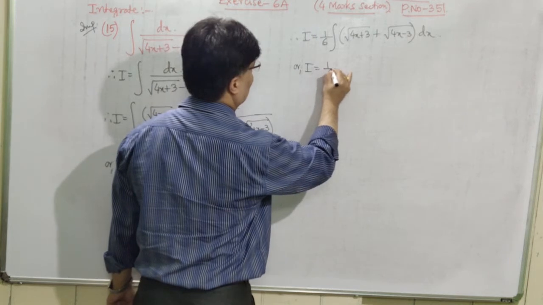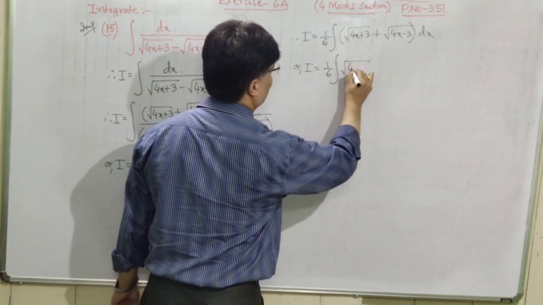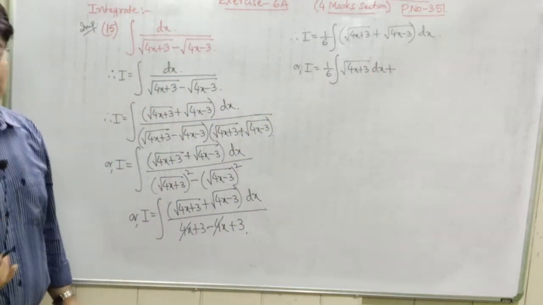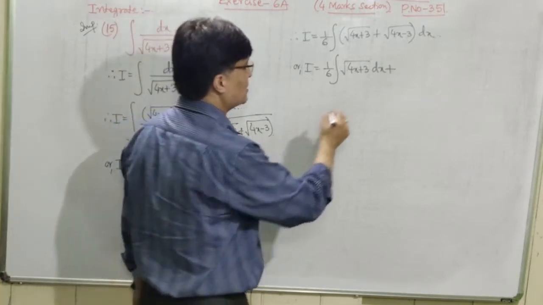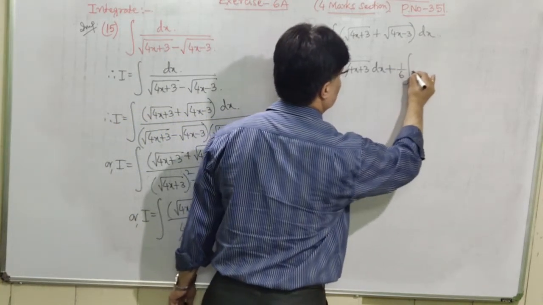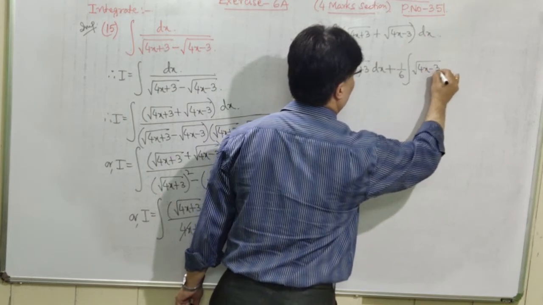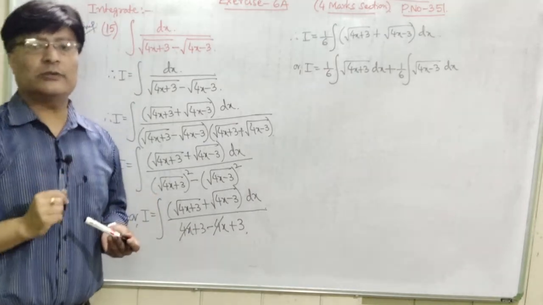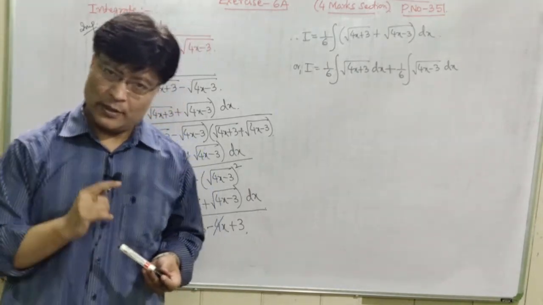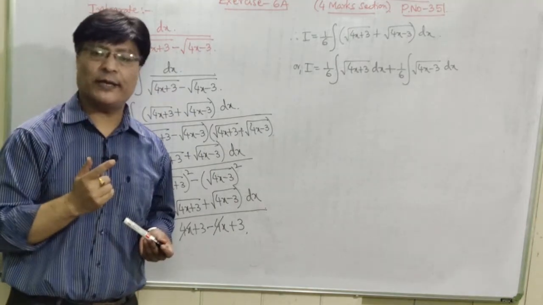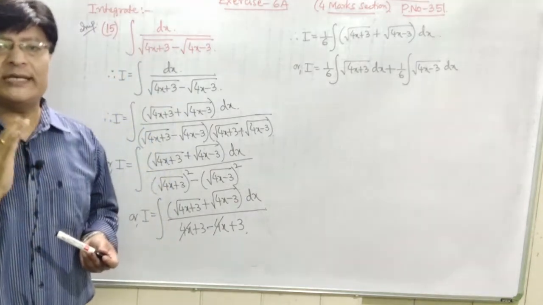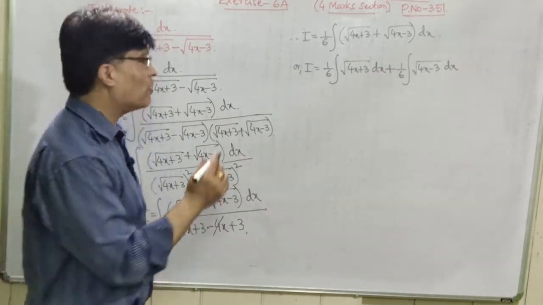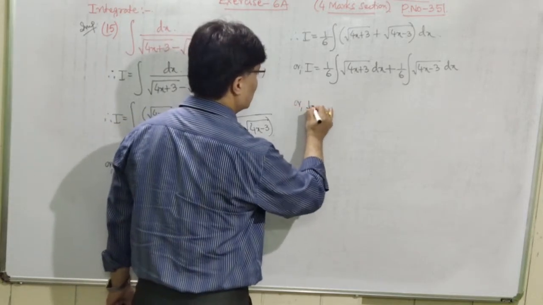Or I is equal to 1 upon 6 integration of root over 4x plus 3 dx plus, what is the second term? Again you have to multiply the second term by 1 by 6. So it is 1 by 6 integration of root over 4x minus 3 dx. Since within square root the power of x is 1, you can directly integrate it by using it as root over x. So if it is root over x, you have to make it x to the power half, isn't it?